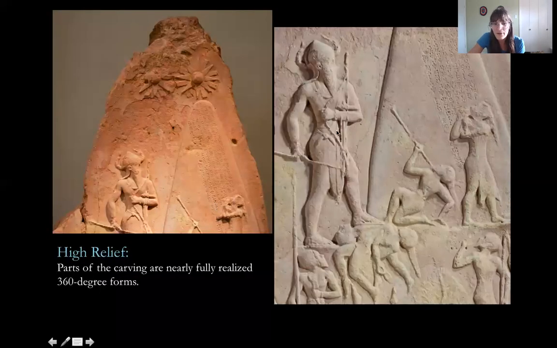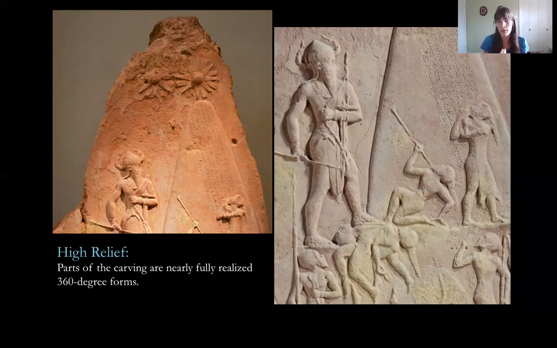And if we look closely, we can see that actually there's a slight bit of high relief used here as well. So if low relief means things that are carved just slightly off the surface, high relief means things that are carved high off the surface, almost to become in the round, which is to say that they're almost carved all the way in full 360.